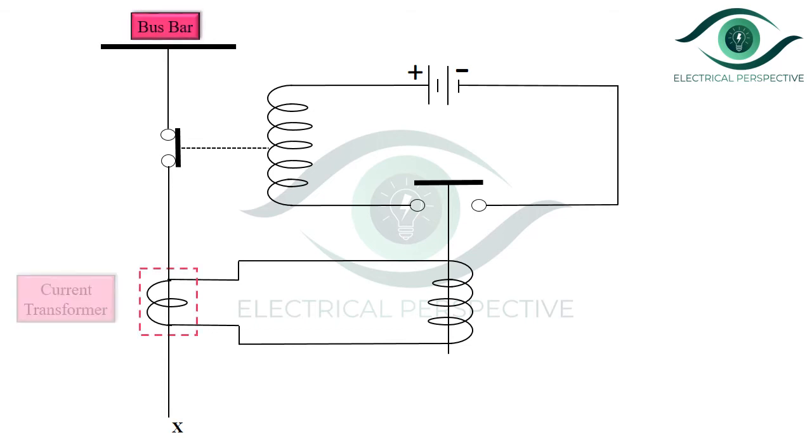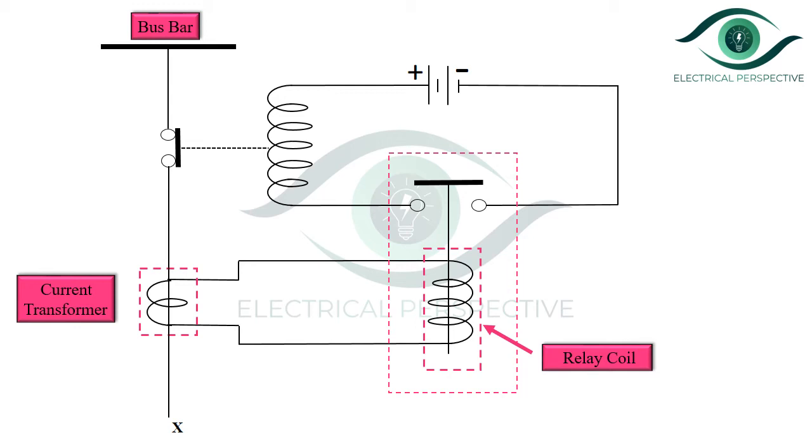The primary of current transformer is connected in series with the line to be protected, and secondary of the current transformer is connected in series with the relay current coil. Note that in actual practice, relay takes the input from both CT as well as from the PT, but for the sake of simplification, only CT circuit is shown in the diagram.